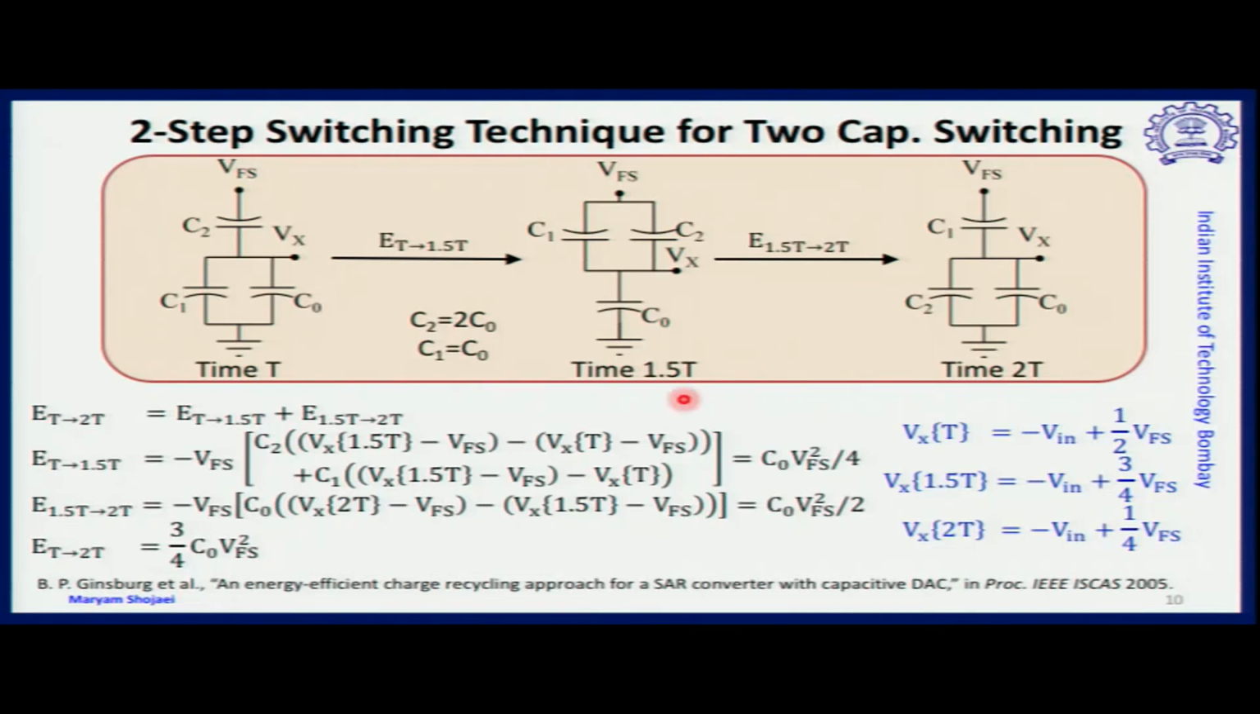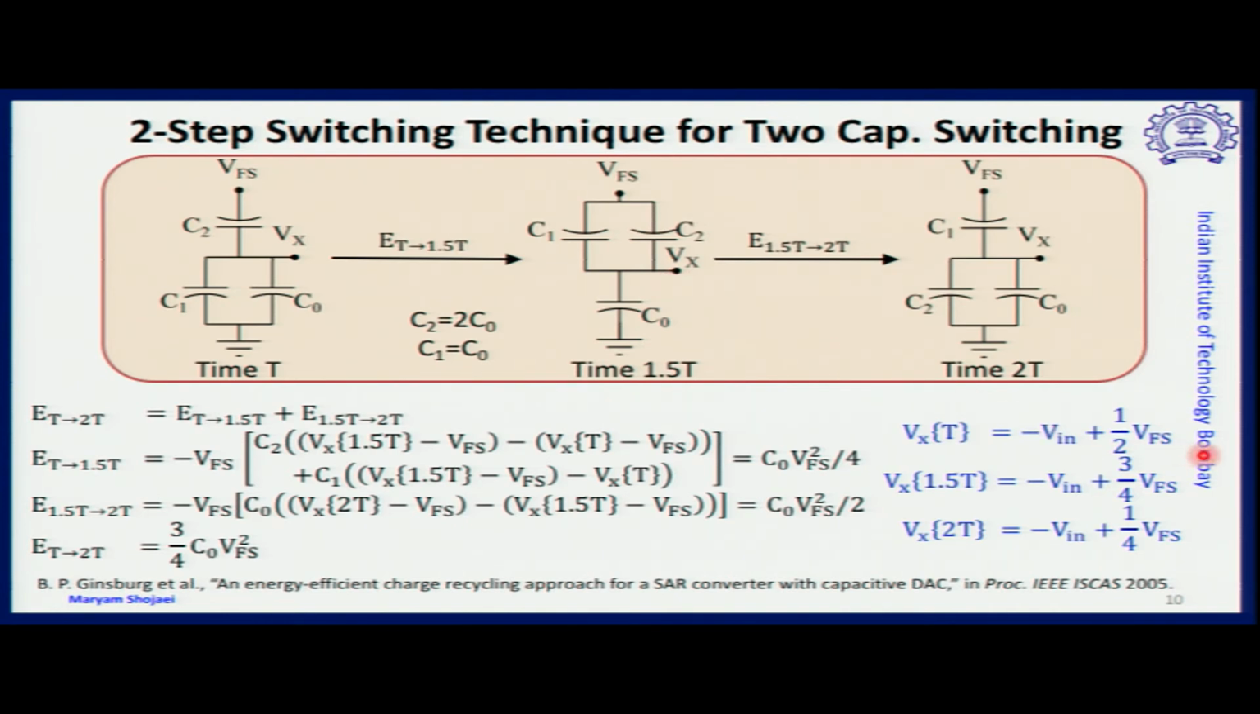So this is shown here. We introduce an intermediate step that is called time 1.5t, and that is the way we generate a two-step switching instead of one step. Instead of switching C1 and C2 at the same time, first we switch C1 without changing C2. Now what will happen is, this corresponds to increasing Vx. You may ask, why are we doing that?